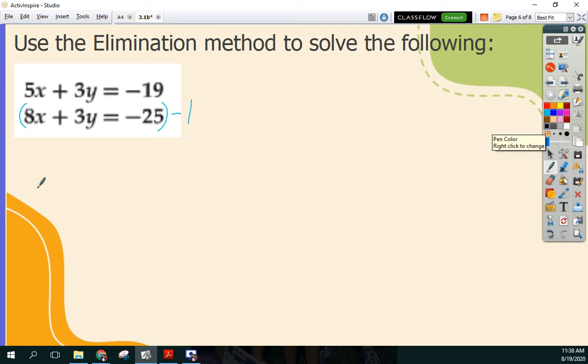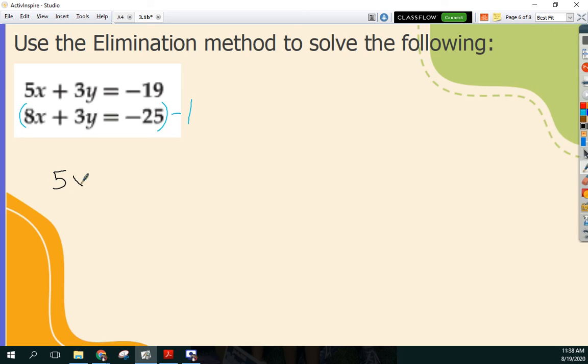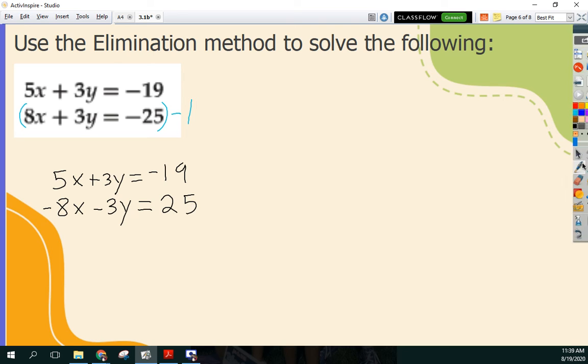So our resulting new system would be 5x plus 3y equals negative 19. And then our second would be negative 8x minus 3y equals a positive 25. Now, you might be saying, well, couldn't I have just subtracted instead of multiplying by that negative? And the answer is yes, you can.